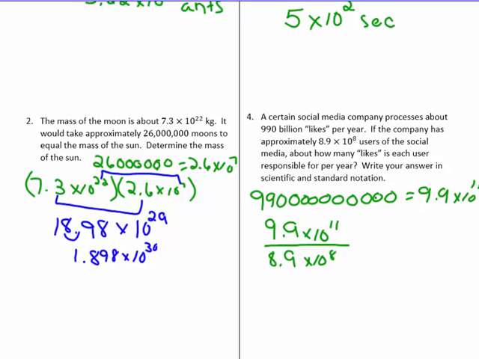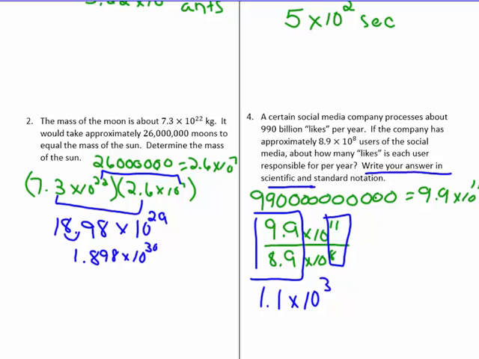Okay, so when I divide this out, you're actually going to get a pretty big decimal, so I'm going to round this. So again, we're working on this part first. I'm going to divide it. It turns out to be approximately 1.1. Again, approximately. Up here, I'm going to subtract my exponents. 1.1 times 10 to the third. This up here, though, says write your answer in scientific notation and standard form. So here it is in scientific notation. Standard form, the 3 tells me to go 3 places. So there are about 1,100 likes per user.